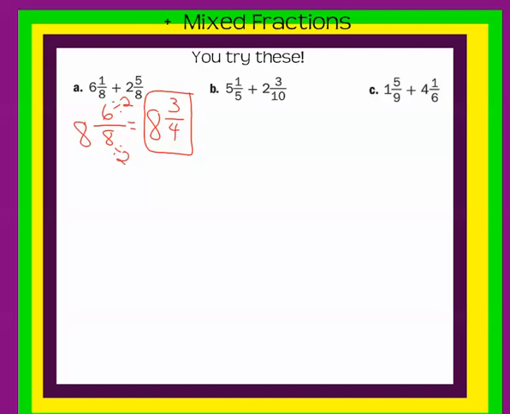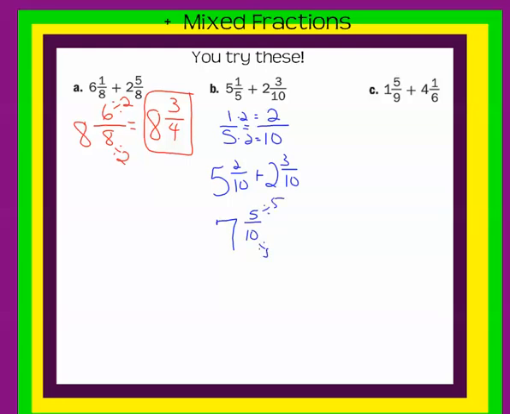For B, we have a common denominator of 10. So if 1/5 is written in tenths, that means we're looking at 2/10. So we can rewrite the puzzle as 5 and 2/10 plus 2 and 3/10. And that means we have 7 and 5/10. We have a common factor of 5. So that simplifies to 7 and 1/2.